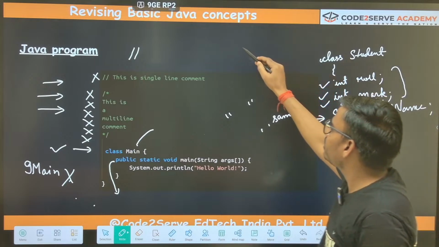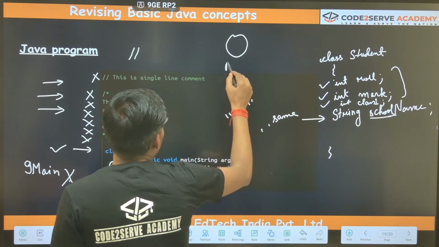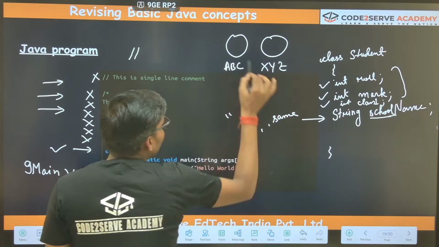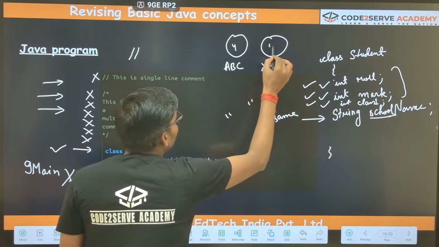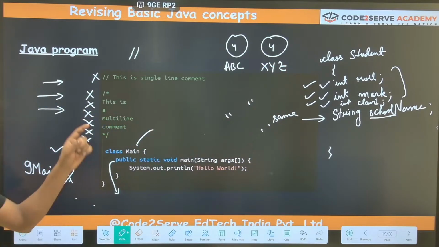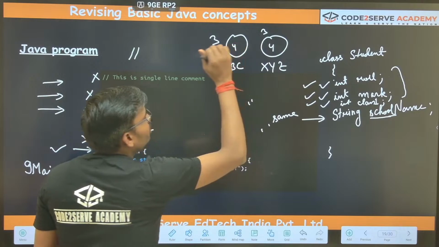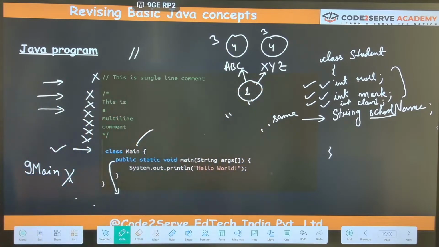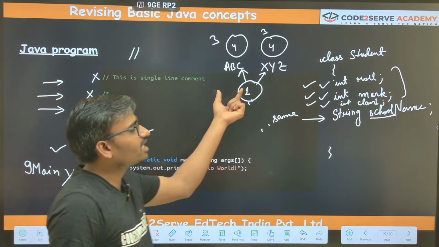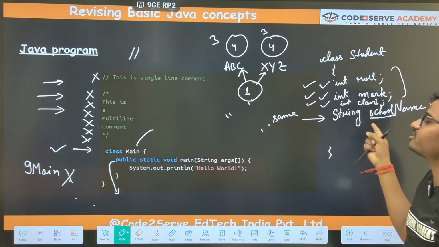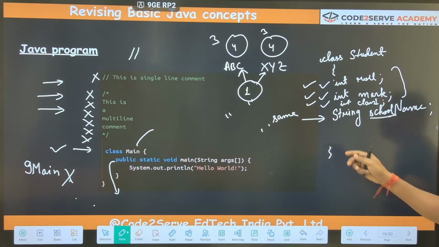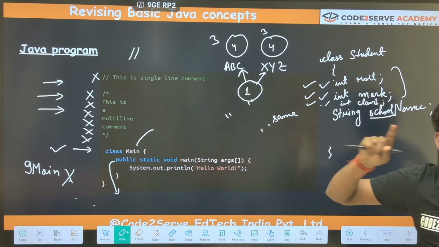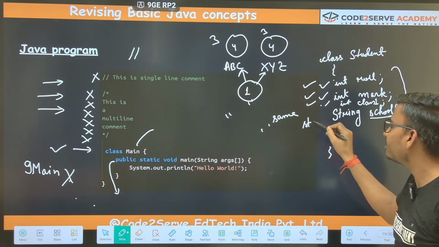Okay, so suppose this is ABC student, this is XYZ student. This student has four properties, and this student is also having four properties, but three properties are different for all of them, and one property is common for both of them. Getting my point? This common property that I am talking about is basically your static variable. So static can be applied to a variable as well as a method.